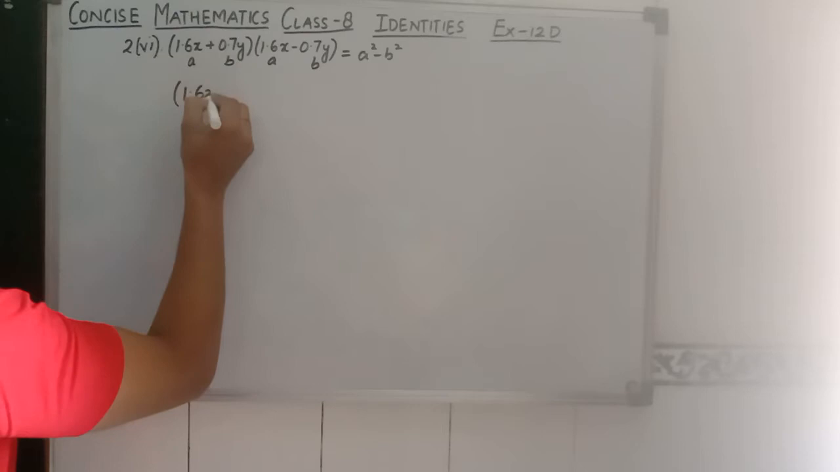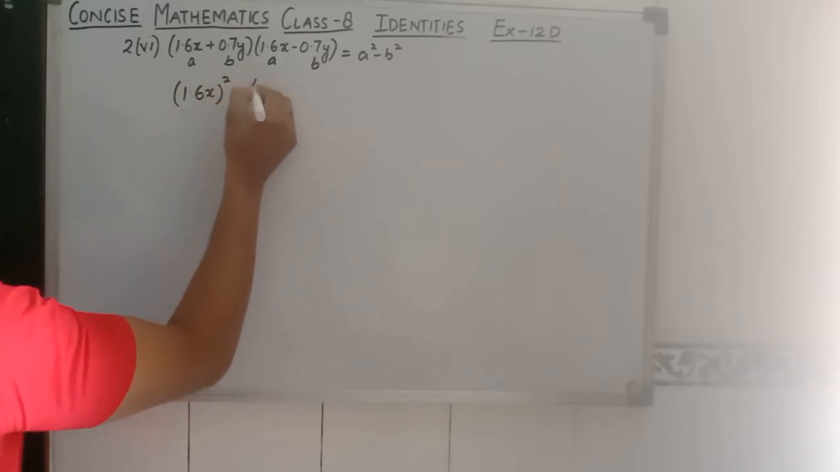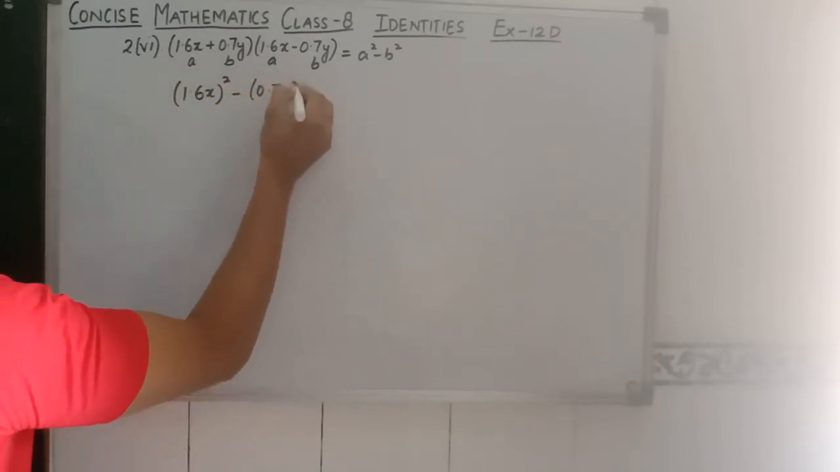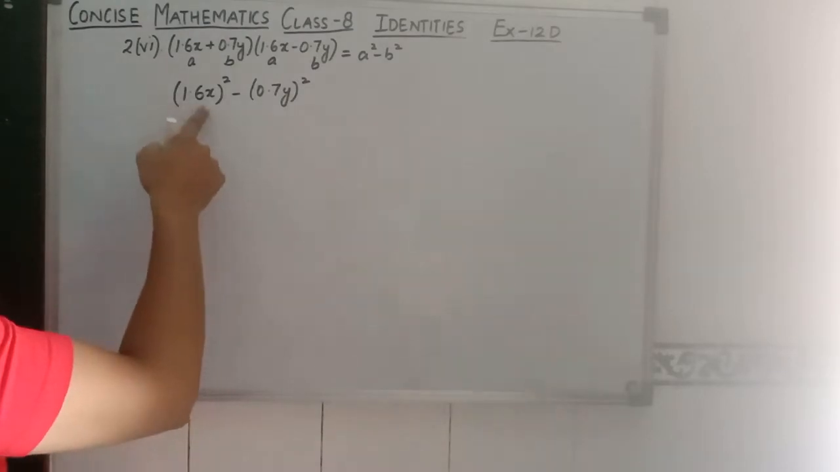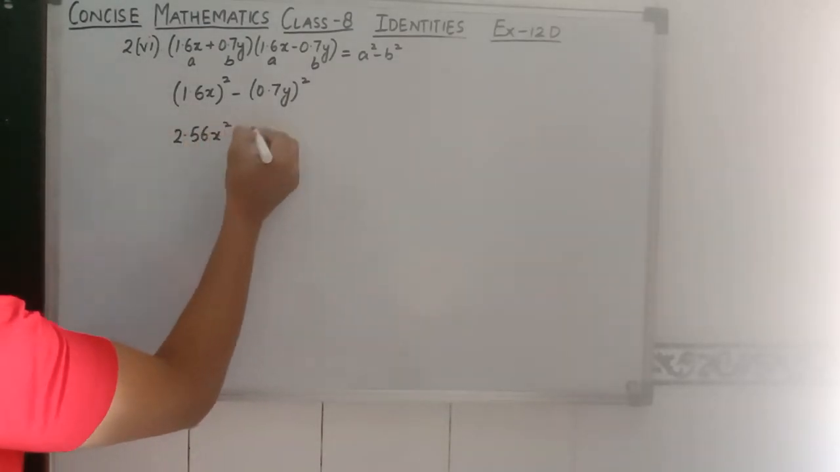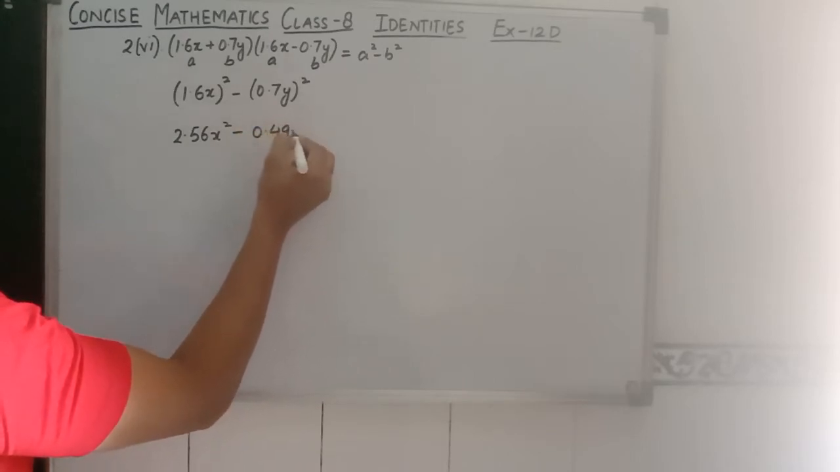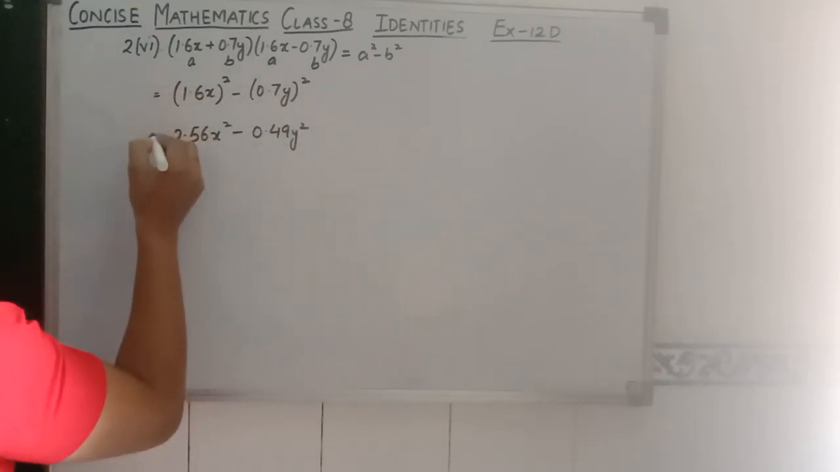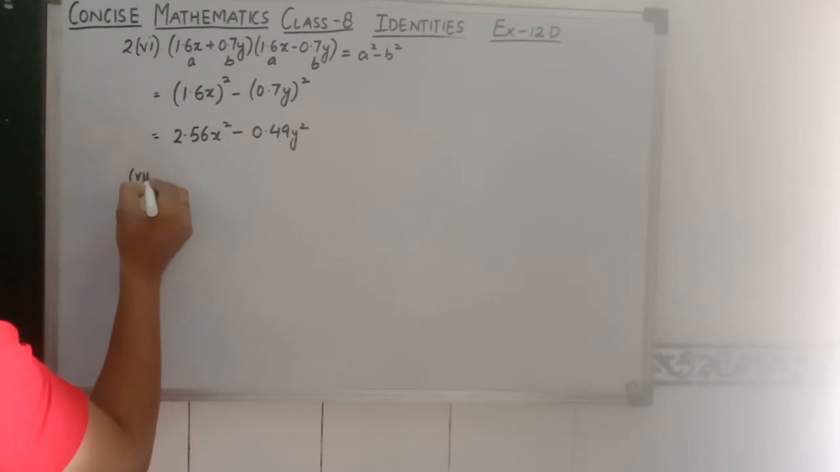So it will become 1.6x to the whole square minus 0.7y to the whole square. Now the square of 1.6 will become 2.56x square and 0.7 will become 0.49y square. So that is the answer of 6th part.